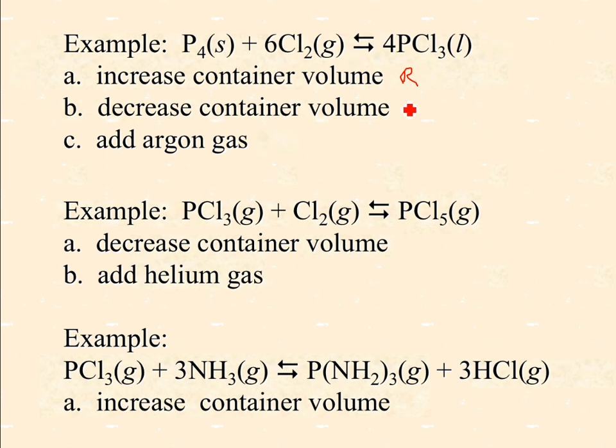Decrease container volume, increase pressure. I need to say reactant favored, not right or left. Reactant favored. And this decreasing container volume will be product favored because we have shrunken the space the gas can take up. If we add argon gas, what's going to happen to the system? Well, gases take up space, right? So because they take up space, what does that say?